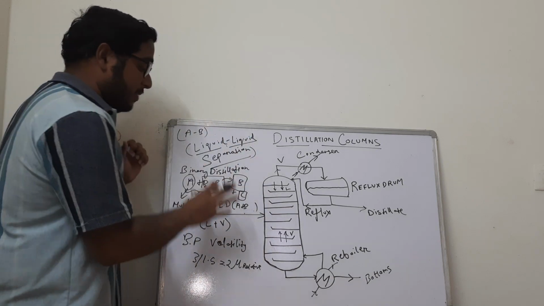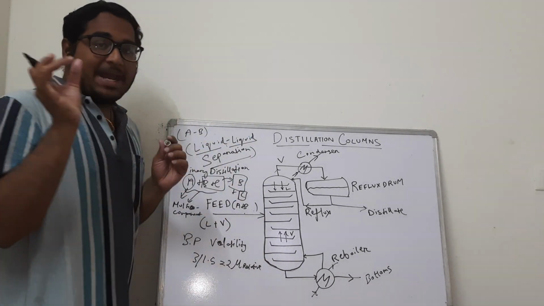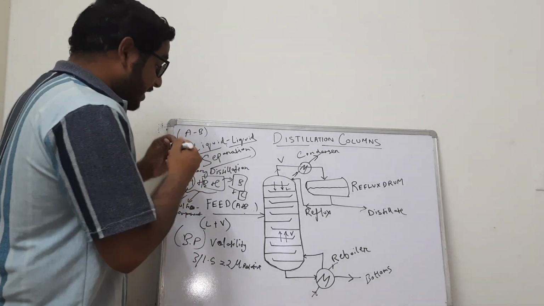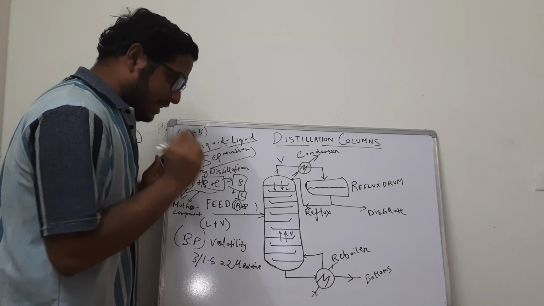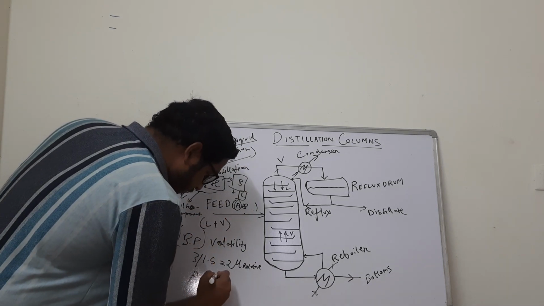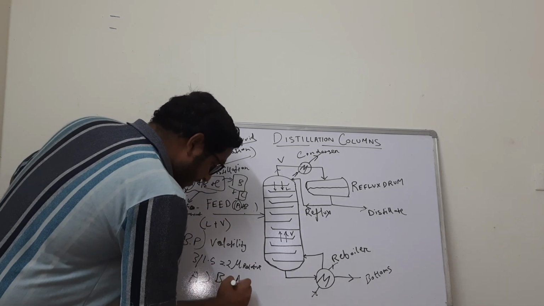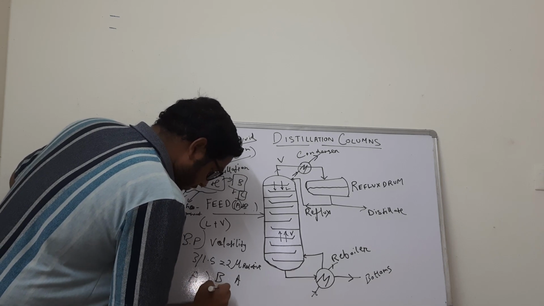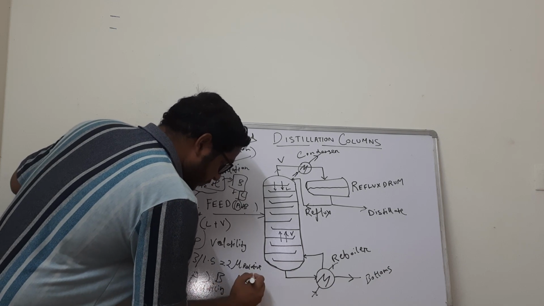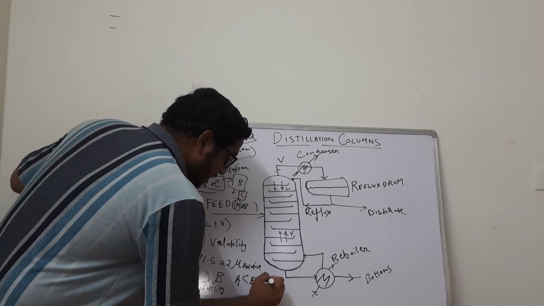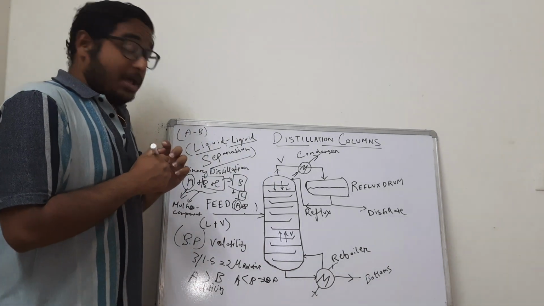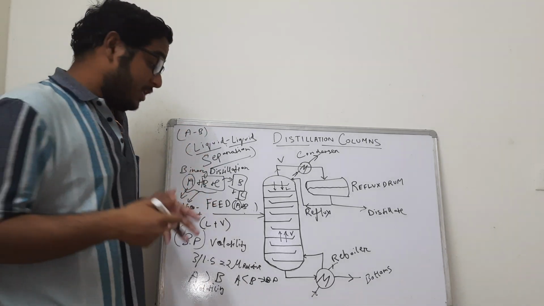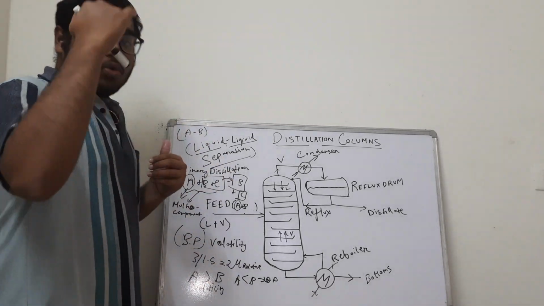Let's talk about A plus B only, when the feed contains A and B that need to be separated, and there is a difference in the boiling point of the two. Supposedly, let us consider that A is more volatile than B, A is having a greater volatility than B, and the boiling point of A is less than B. So clearly, it is seen that A has a greater tendency to form vapor, or easily forms vapor under a low temperature, whereas B has a tendency to remain as liquid.